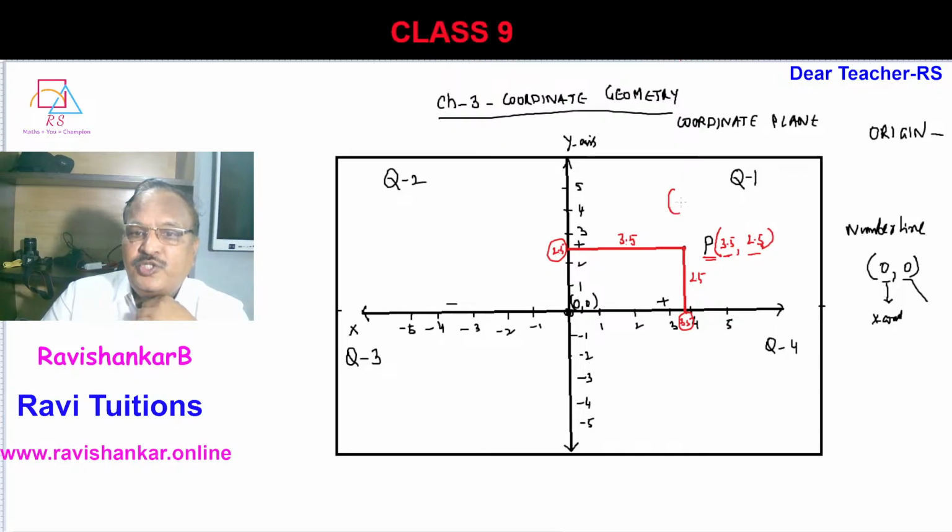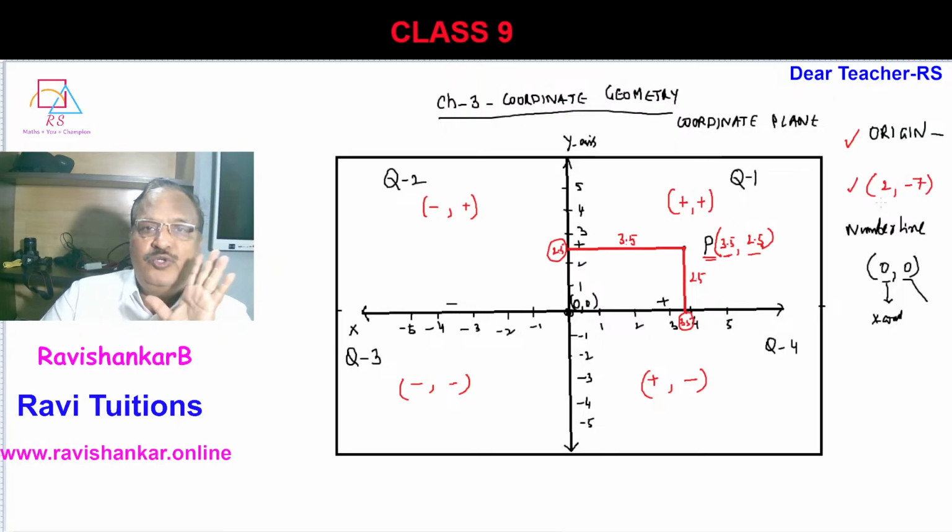Now, in this one both are positive: the x-axis is positive, the y-axis is also positive. In this one the x-axis is negative and the y-axis is positive. In this one the x-axis is negative, the y-axis is also negative. In this one the x-axis is positive and the y-axis is negative. For example, if I say 2 comma minus 7, which quadrant does it come under? So 2 is positive, 7 is negative. So plus minus, it lies in quadrant 4.